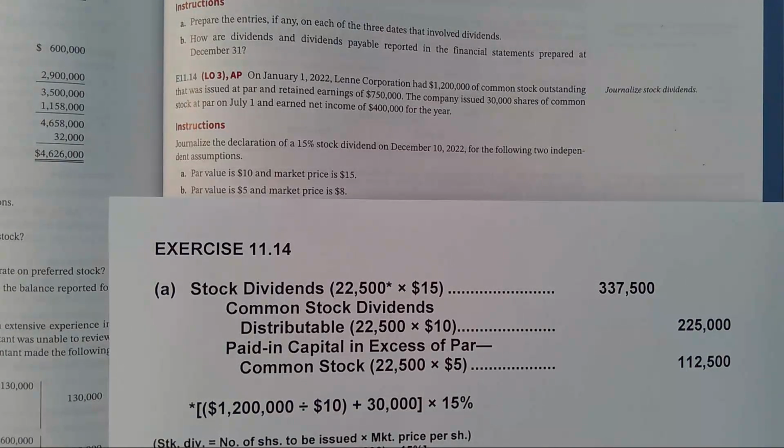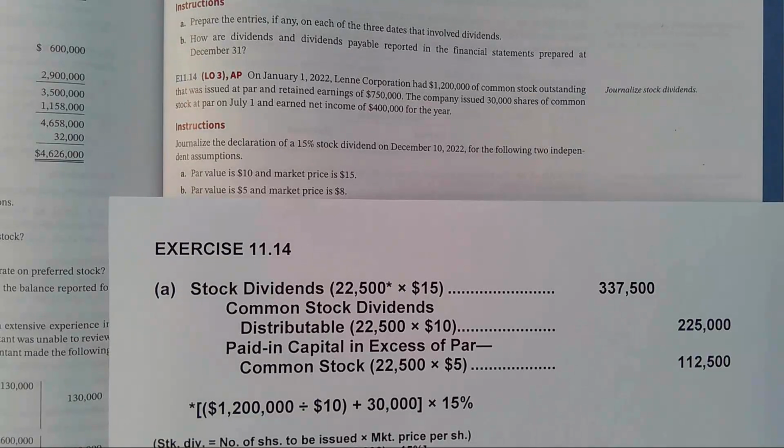Hi everyone, I want to go over exercise 1114. The purpose of 1114 is really showing you what's called a stock dividend. In the past problems, we did a cash dividend. Sometimes companies distribute what's called a stock dividend. So instead of giving you cash, they give you additional stock. One of the reasons companies do that is it doesn't deplete cash, but you're still rewarding your shareholders by giving them something.